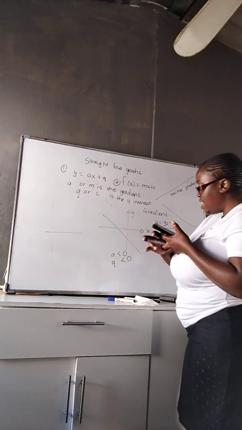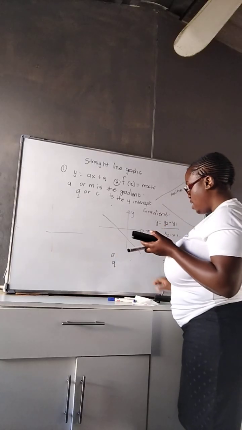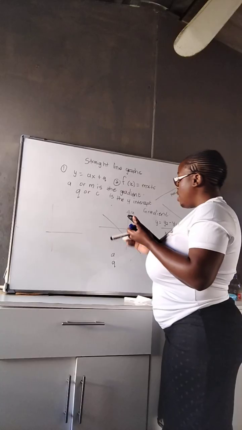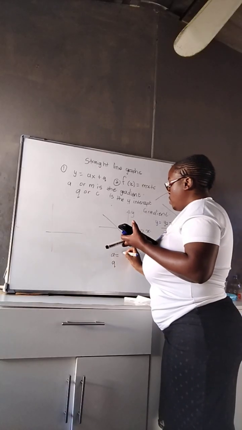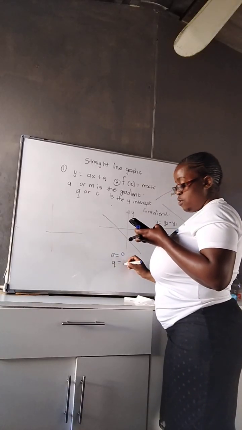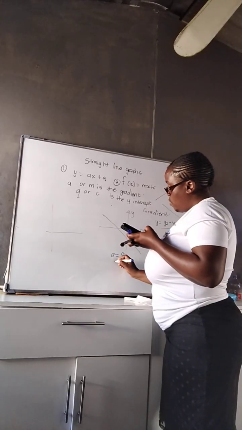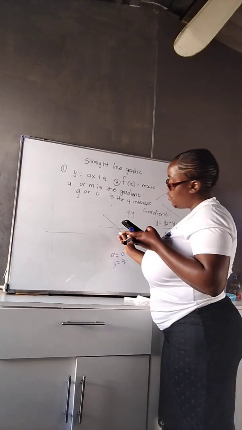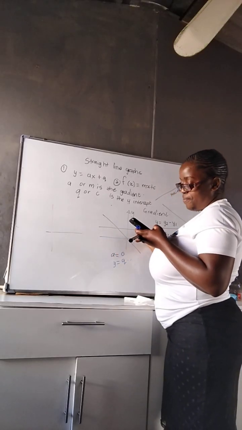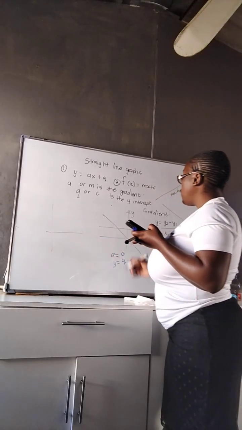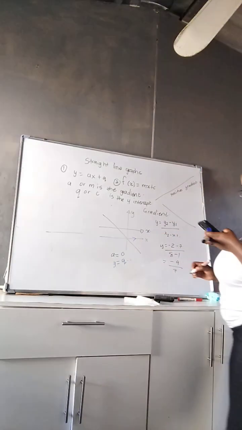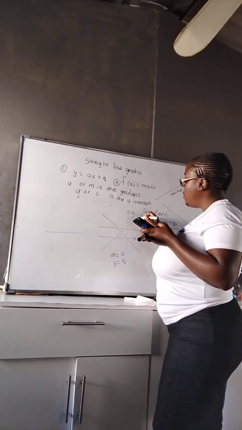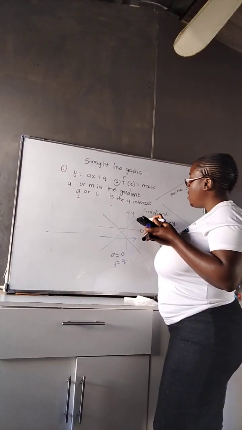What if the gradient is equal to 0? There, a is equal to 0, and then q is equal to, y is equal to q. So our graph is going to look like that. So this will be our x. And then when a is greater than 0 and q is greater than 0, it looks like that.